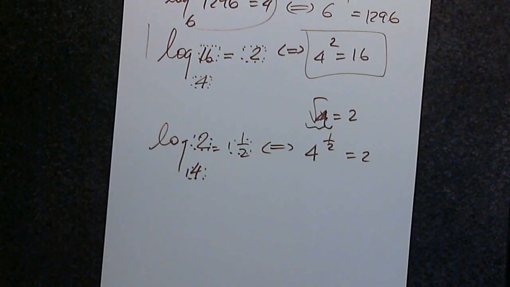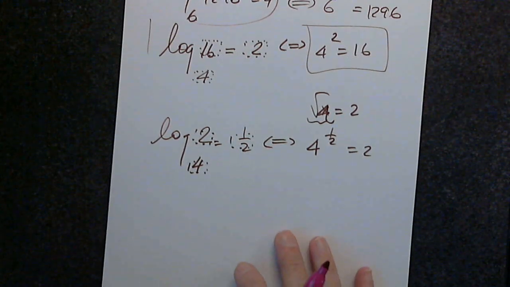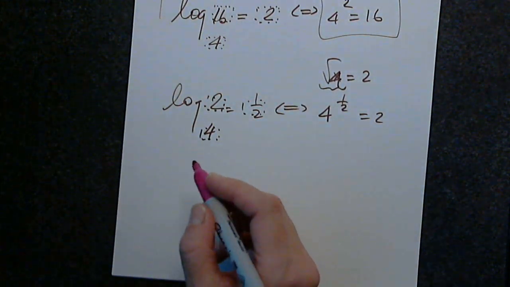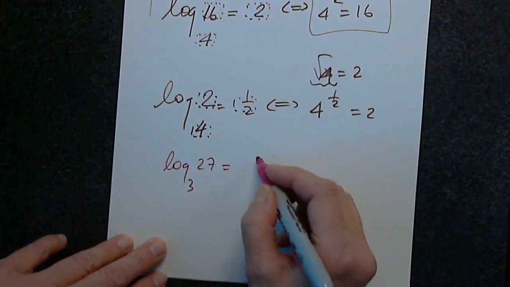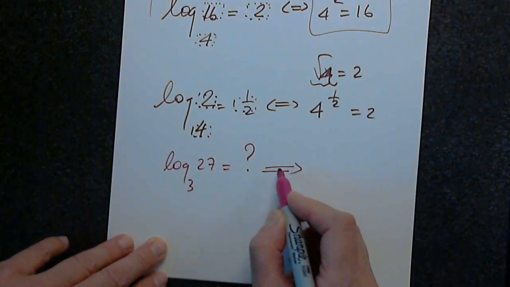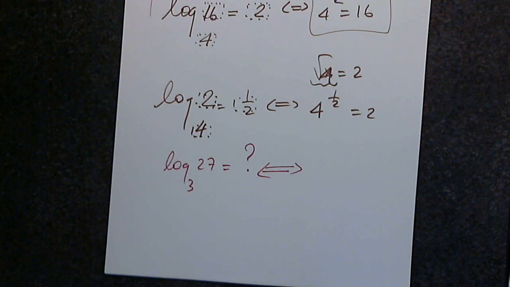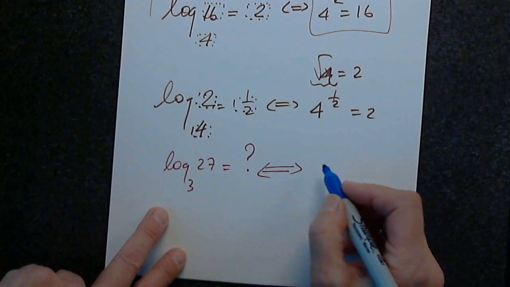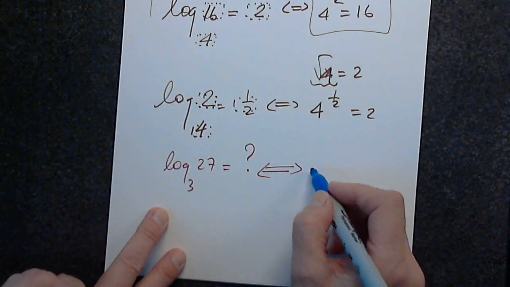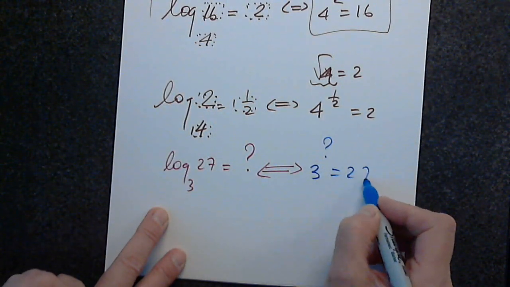Find the exact value of this. So let's find one. Log base 3 of 27. I have no idea what this is, but I know that I can change it into an exponential equation very easily. 3 raised to this power equals 27. Exactly what we just did. 3 raised to some number equals 27.